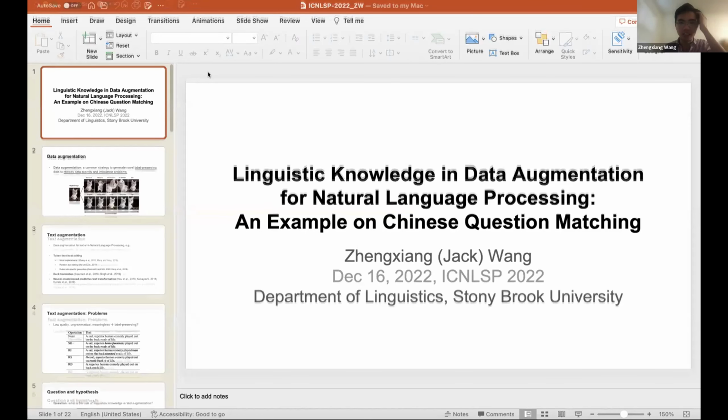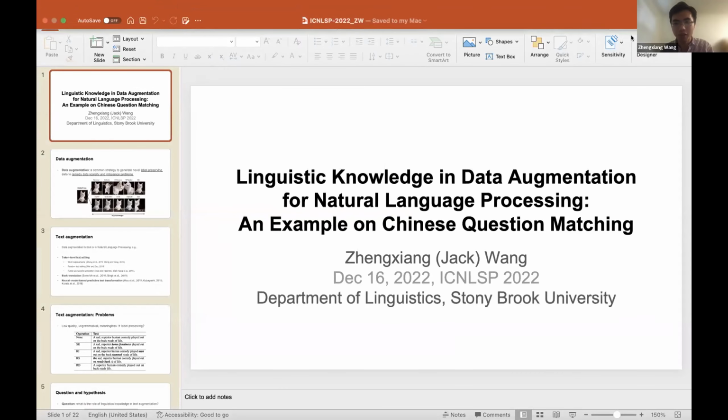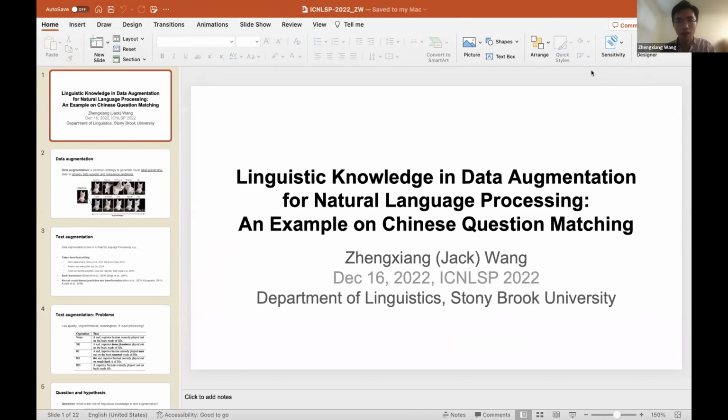So this is my presentation. Can you guys see my screen? Yes. Okay, so this is my presentation: Linguistic knowledge in data augmentation for natural language processing.